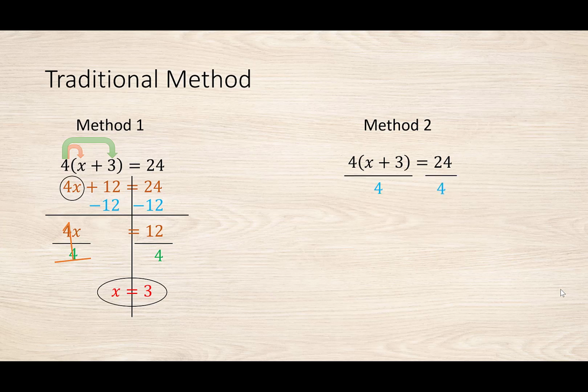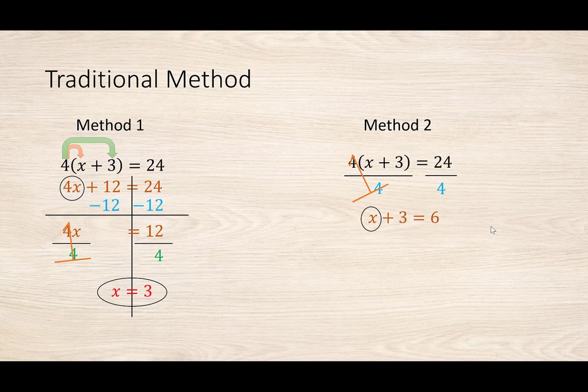You can actually start by dividing off that 4 in the front. This 4 is being multiplied, so the inverse of multiplication is division. You can absolutely do that. It doesn't work every single time, but if it works, absolutely do it if you so choose to. 4 divided by 4 is 1, so you end up with x plus 3 equals 6. 24 divided by 4 is 6.